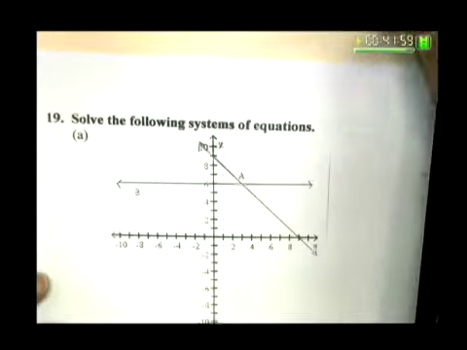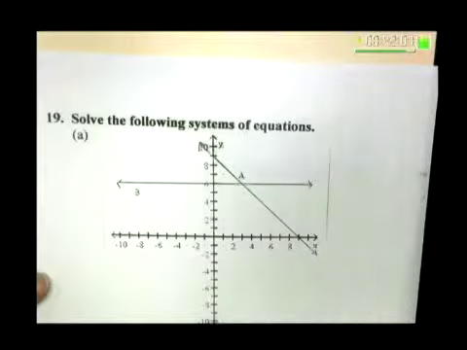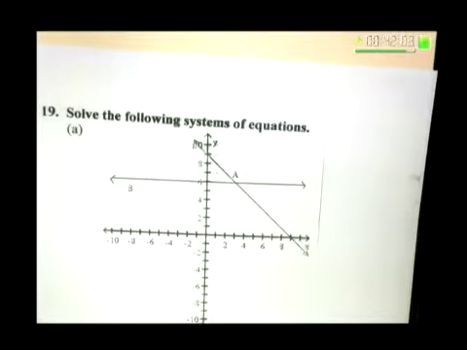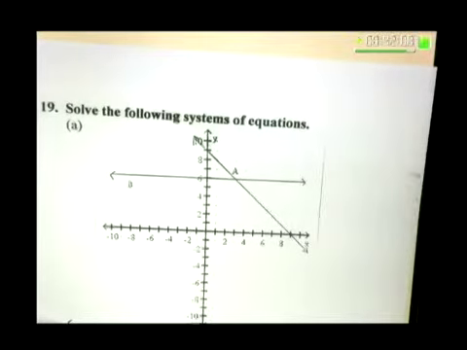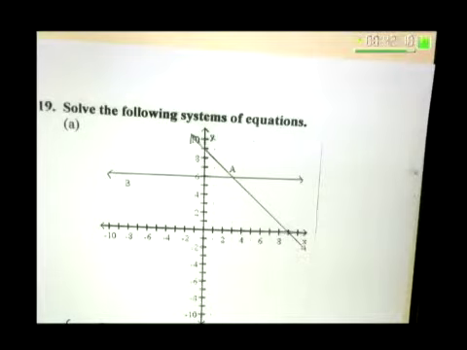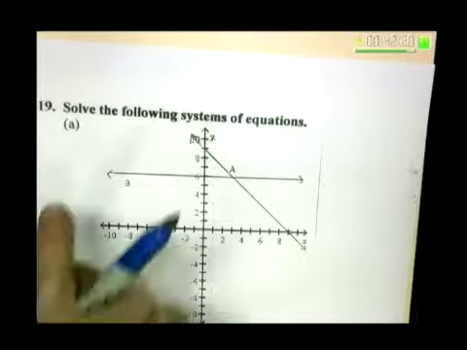Okay, we're going to problem 19. If you look at number 19, it says solve the system of equations. A system of equations means more than two equations graphed together to find a common solution.